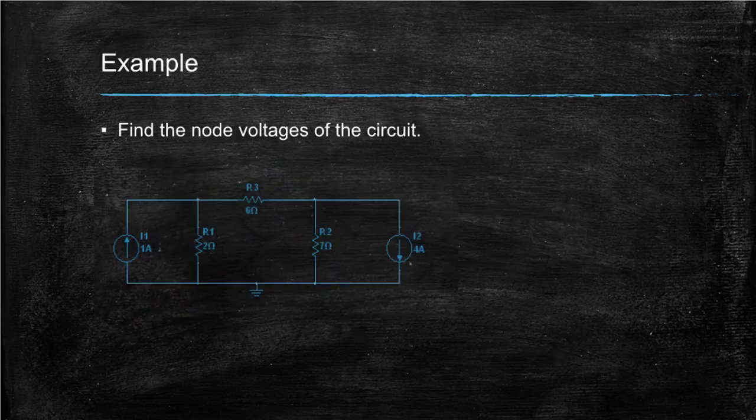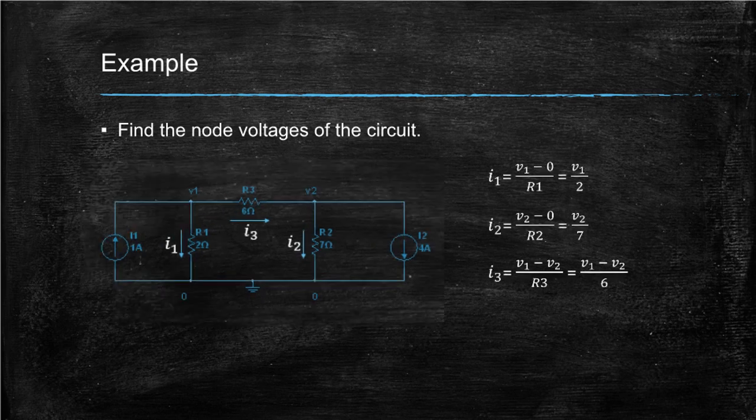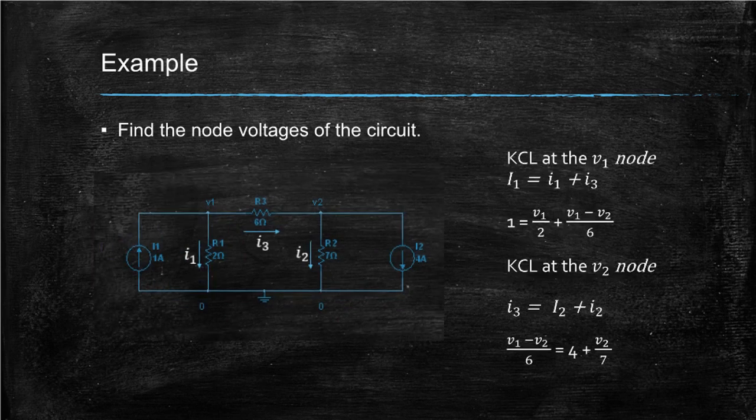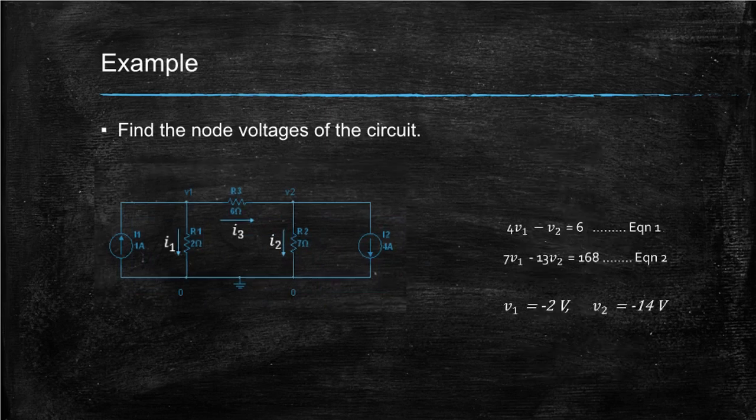For this example, start with the steps. Since the ground has been placed, move on to the next step. Label the non-reference nodes. Label the currents entering and leaving the non-reference nodes. Find the current of the resistors using the formula from before. Now find the KCL equations. Simplify the equations. Use the equations found to find the values. We have two equations. These will be used to find V1 and V2. Solve the simultaneous equations. That will be all.